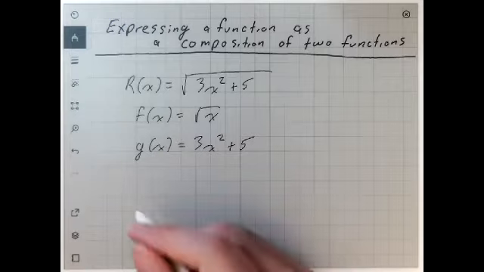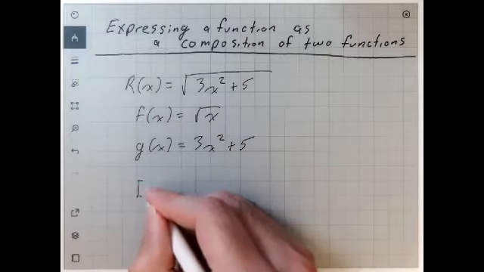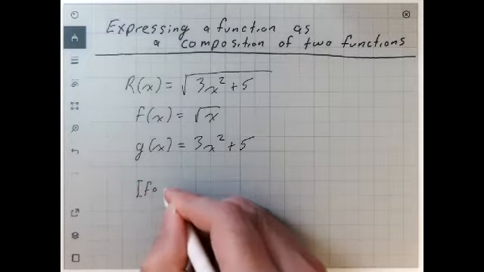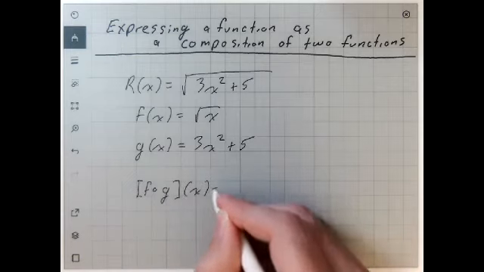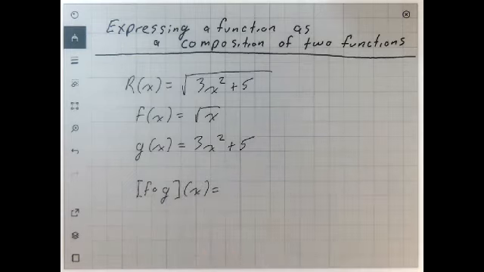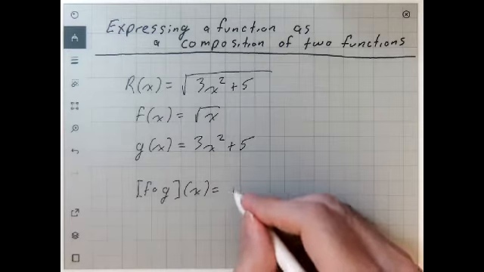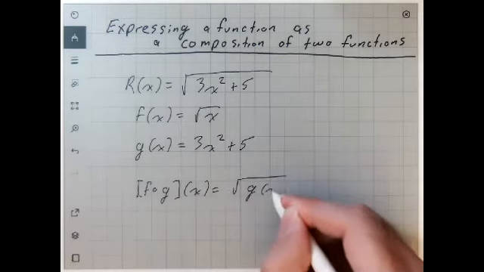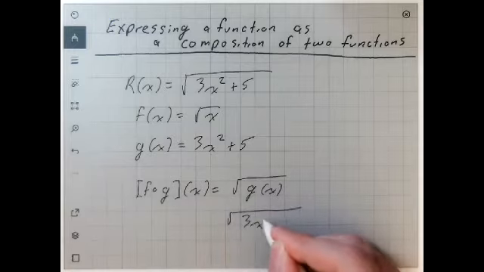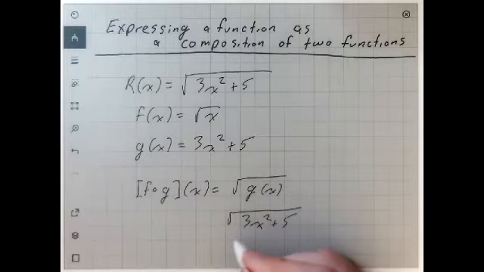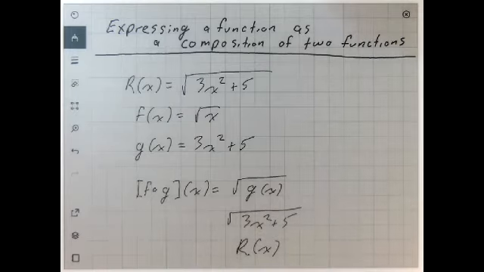You'll notice here that if I took f composed with g operating on x, that's going to be the square root of g of x, which is the square root of 3x squared plus 5, which is exactly what r of x originally was.